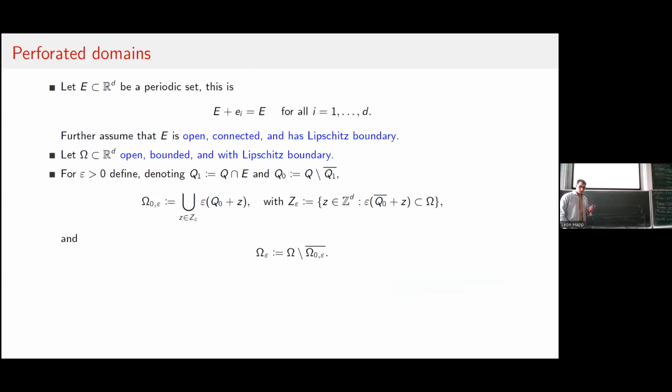And for epsilon bigger than 0, we define Q1 as the intersection of the unit cube. So Q will always denote the unit cube here with this predefined perforated set. So imagine on the level of the unit cell, you're now given the matrix part of your element, and Q0, so the void, is just the complement of this.